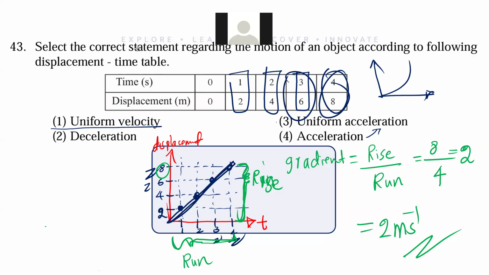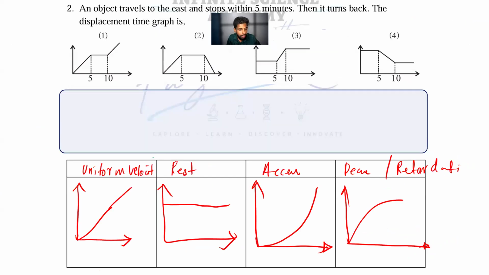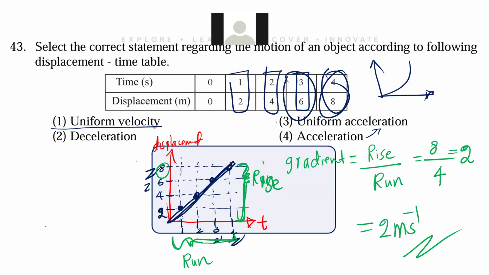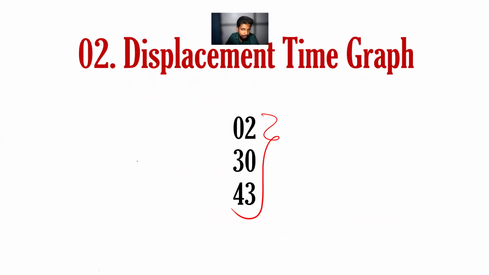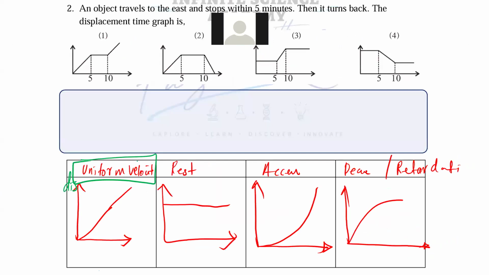Excuse me, sir. Yes, please say. Sir, for the 43 answer, is it uniform velocity or uniform acceleration? Uniform velocity. Already we have discussed the graph type. Here, uniform velocity. Okay, sir. Thank you, sir. You may have a doubt for the uniform acceleration: why is that not uniform acceleration? That will be discussed under the velocity time graph. Now we are discussing the displacement time graph.